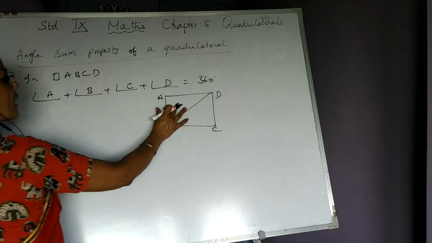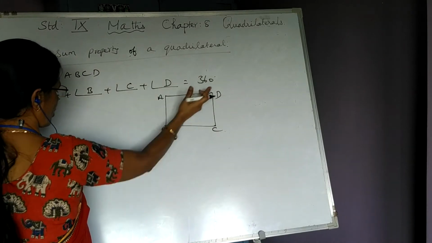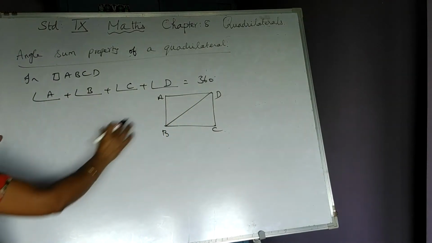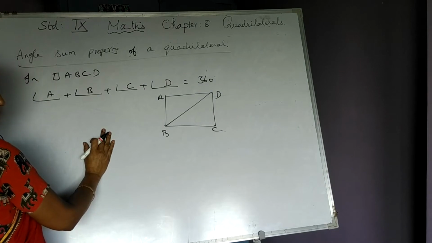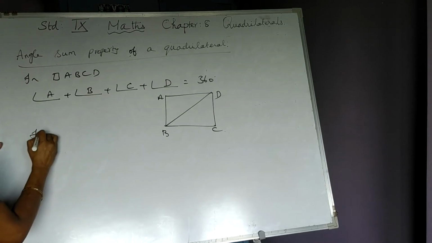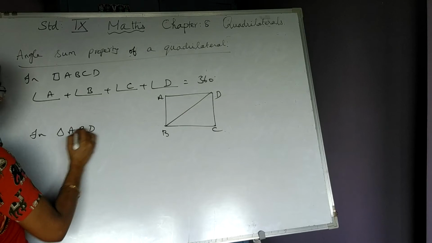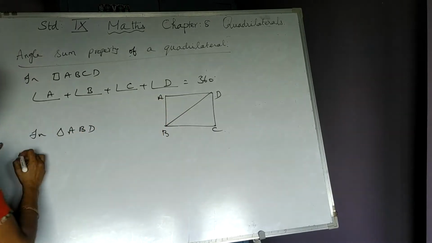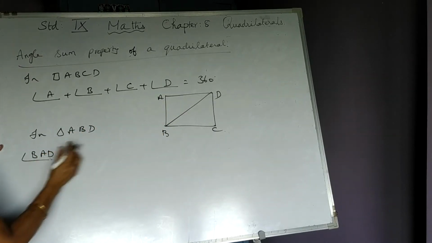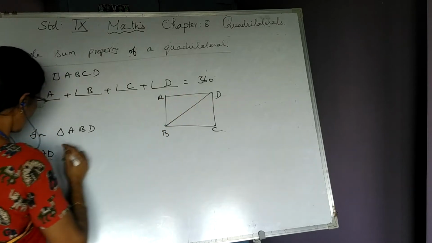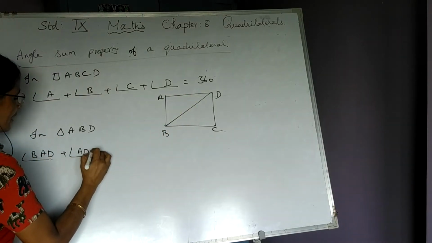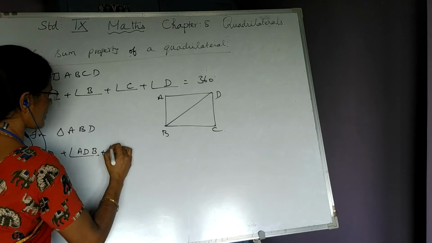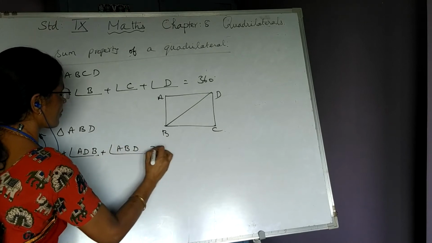Okay. The quadrilateral is divided into 2 triangles because of this diagonal, right? In any triangle, we know the angle sum property, which is equal to what? Equal to 180 degrees. So, in triangle ABD, what is the name of this angle? BAD. What is the name of this angle? ADB. What is the name of this angle? ABD is equal to what?